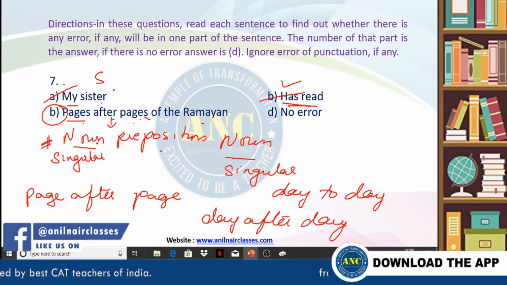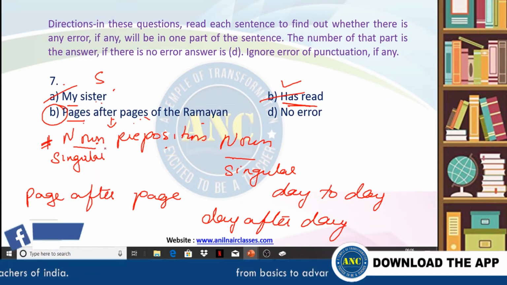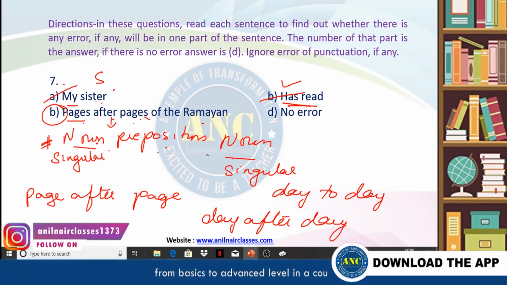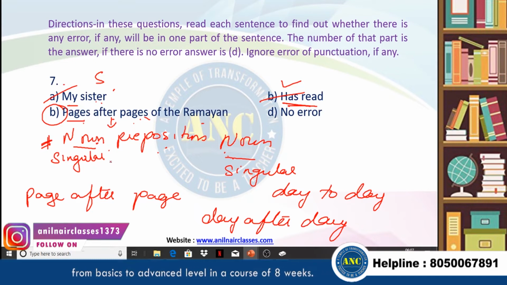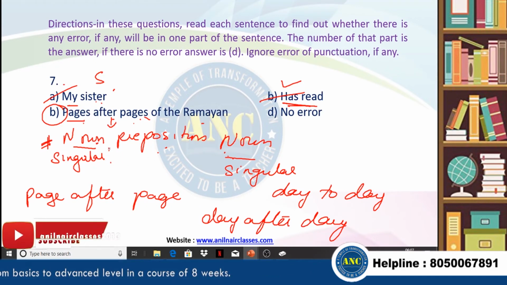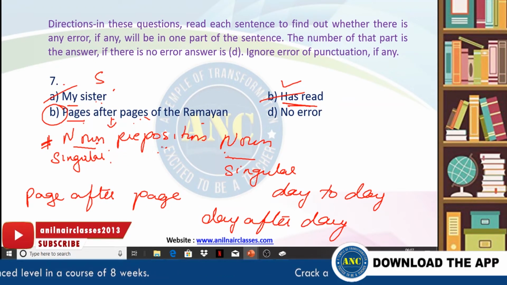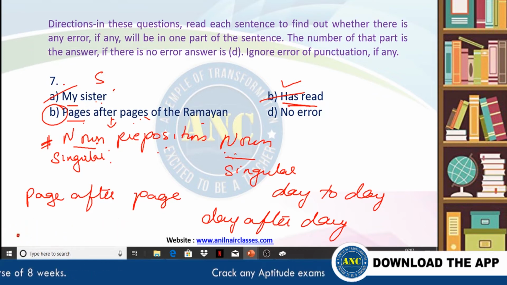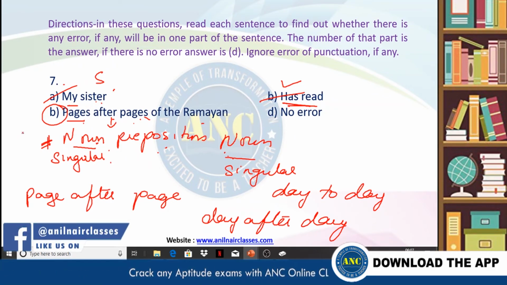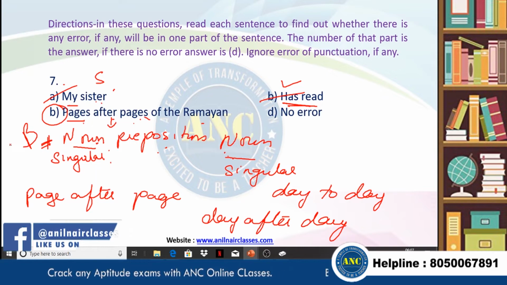When two nouns are joined with the preposition, if you have a structure like this, noun, preposition, noun, both the nouns should be in the singular form. Learn it like an equation: singular noun, preposition, singular noun. Clear? Let's move ahead. Our answer is B. Let me write B. Fine. Move ahead to the next question.